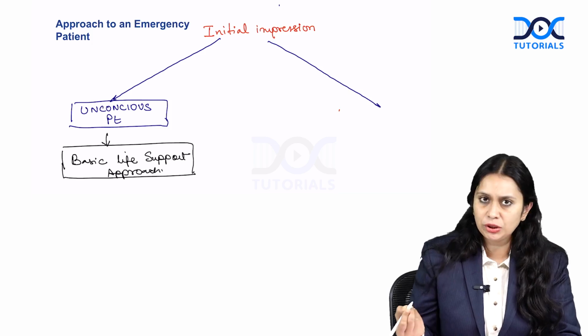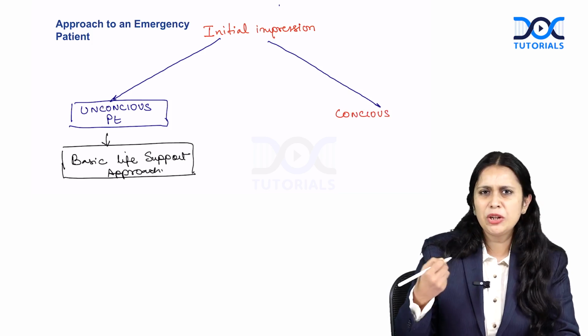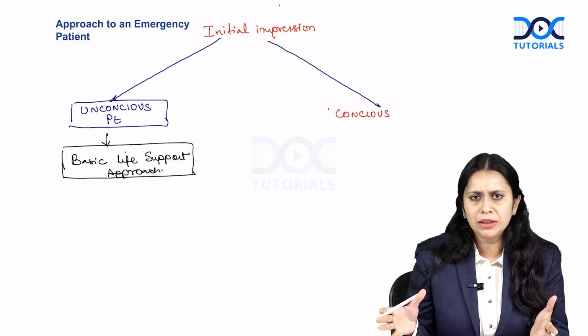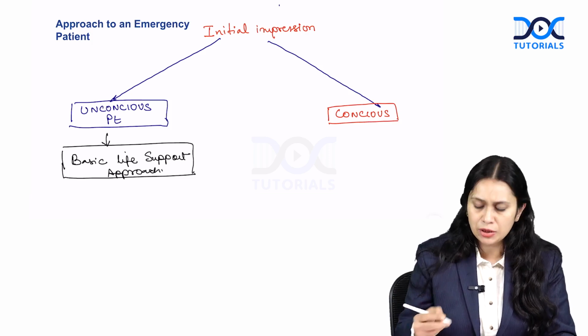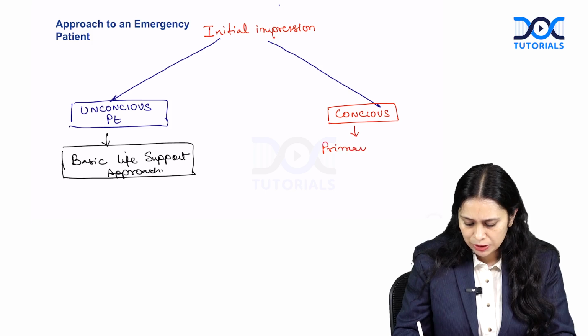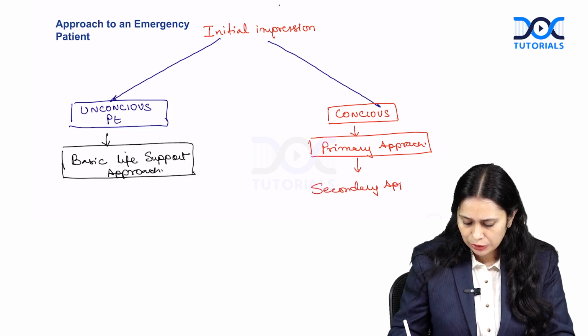And if the impression is that the patient seems conscious, the patient is saying something, is in respiratory distress, is pointing towards something, and doesn't seem unconscious, then the patient is conscious. In a conscious patient, our first approach is the primary approach. I'll talk about what the primary approach is. Now, after the primary approach, we go for the secondary approach. We'll talk about the secondary approach as well, okay?